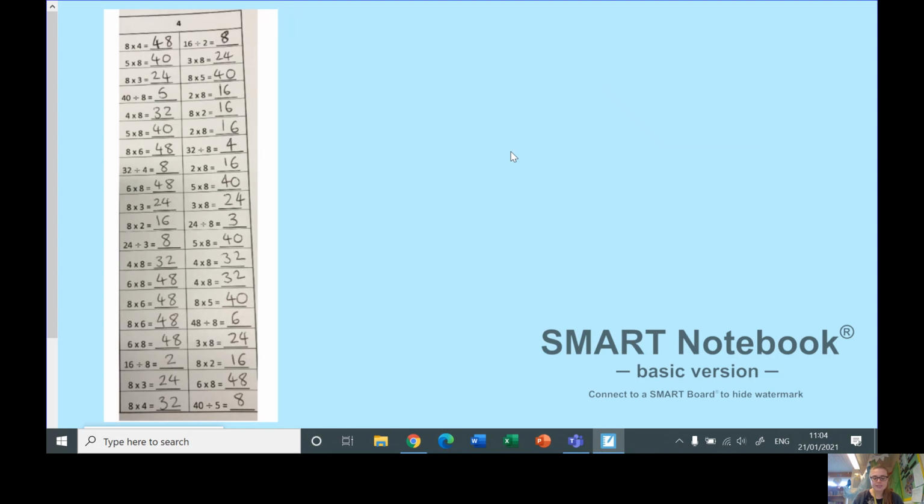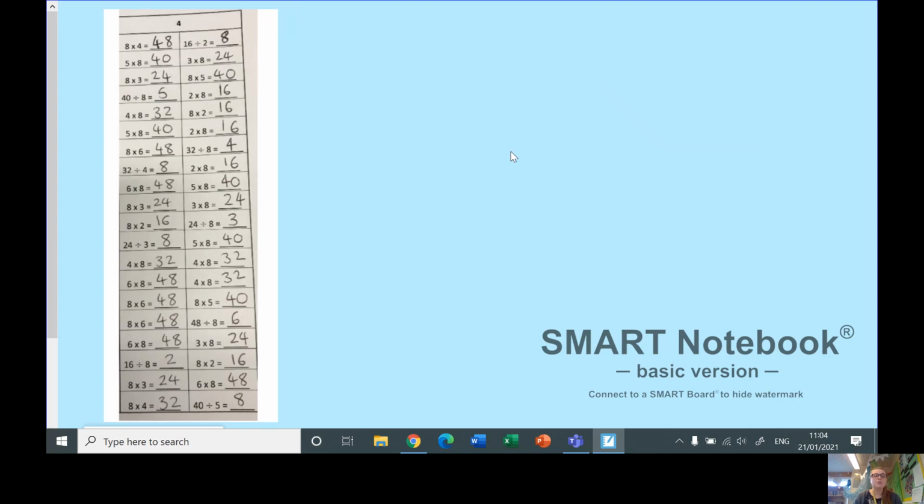24 divided by 8 is 3. 5 times 8 is 40. 4 times 8 is 32. 4 times 8 is 32. 8 times 5 is 40. 48 divided by 8 is 6. 3 times 8 is 24. 8 times 2 is 16. 6 times 8 is 48. And 40 divided by 5 is 8.